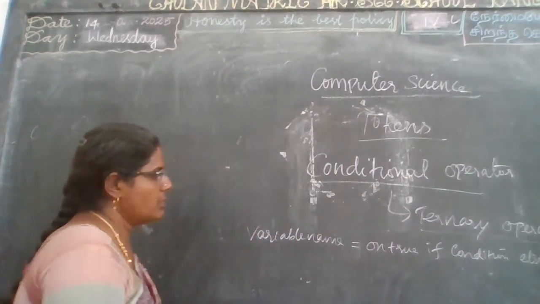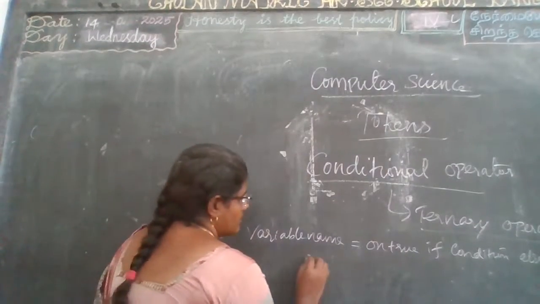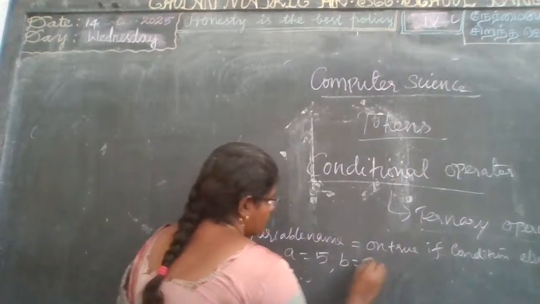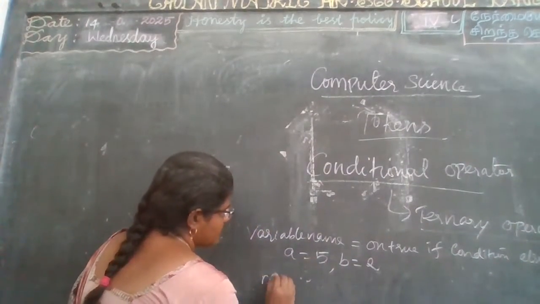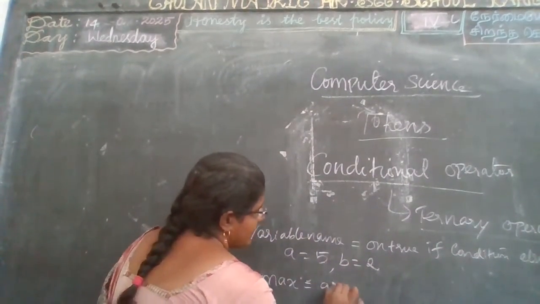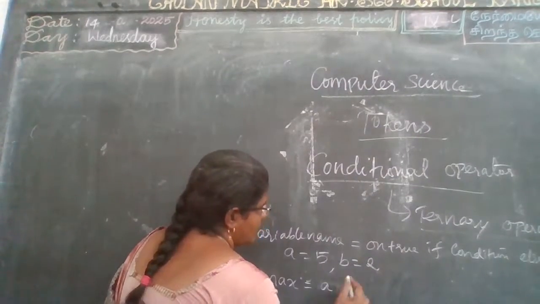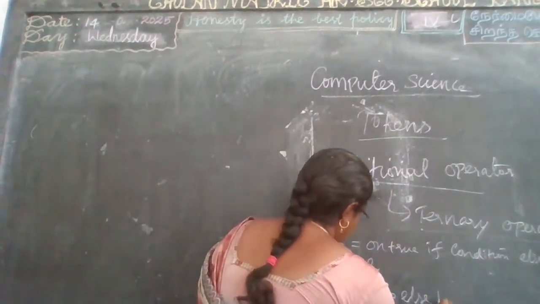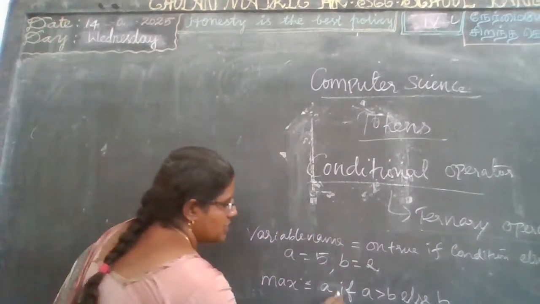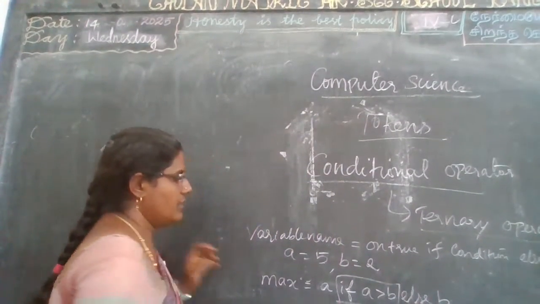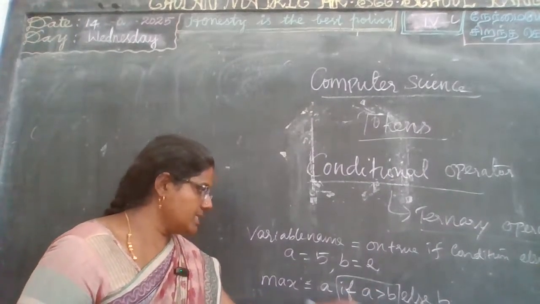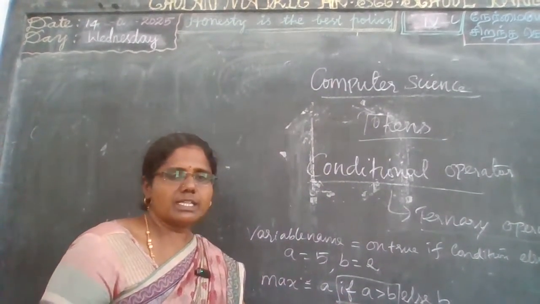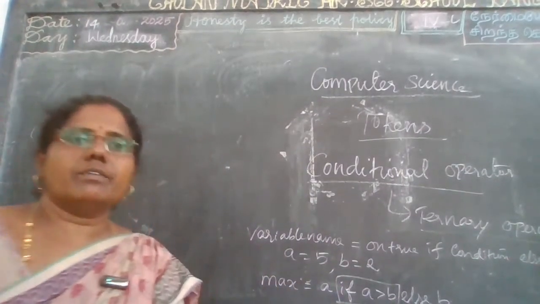For example, one more example here: A equal to 5, B equal to 2. I'm using max. Max equal to A if A greater than B else B. That means it checks the condition, whether A is greater than B. If it is true, A will be assigned to the max variable. Suppose the condition is false, then B will be assigned to the variable max.